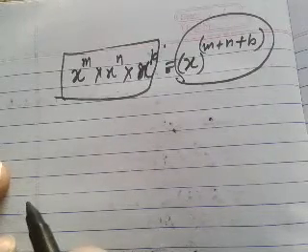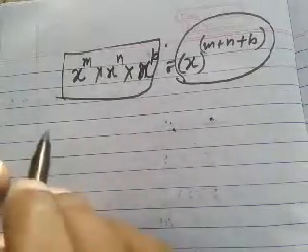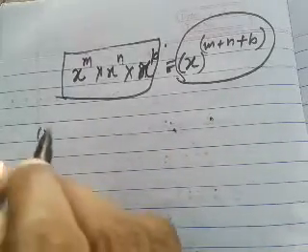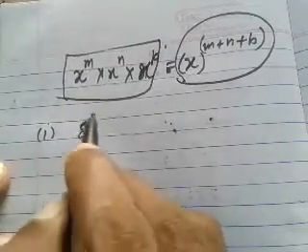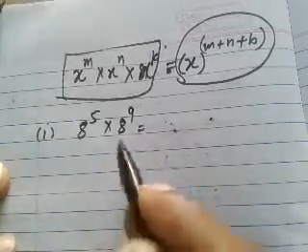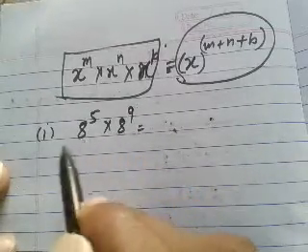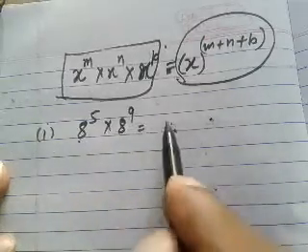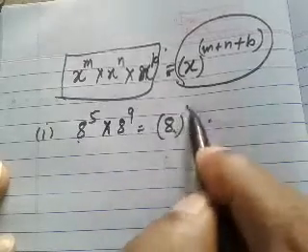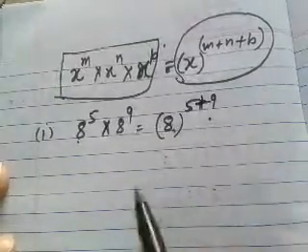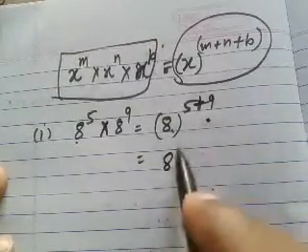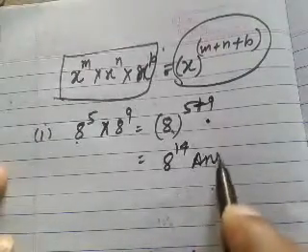So let us do some questions on the basis of this law. Suppose that we have the question 8 raised to the power 5 multiplied with 8 raised to the power 9. First of all, see that the base is the same, so we can write 8 as a base, and in case of multiplication the powers will be added. So 5 plus 9, we will get 8 raised to the power 14 as your answer.